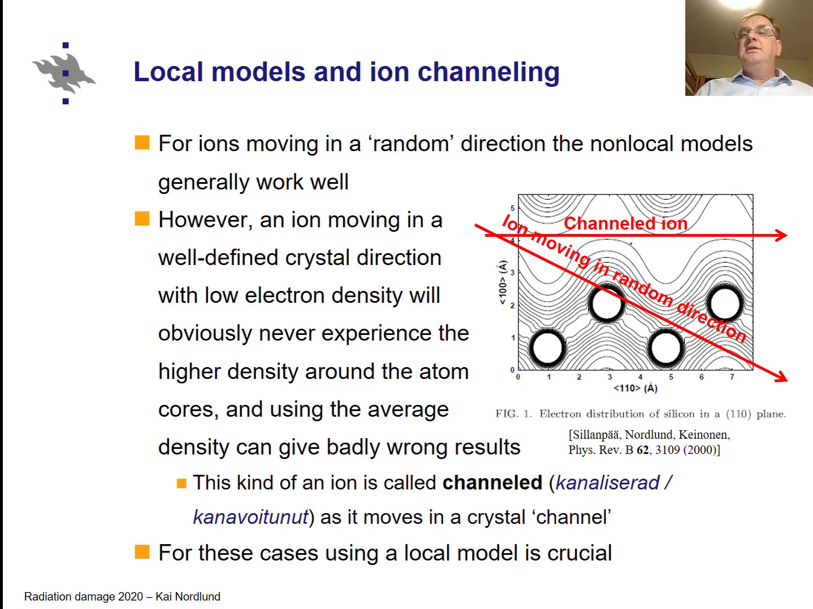Well, this difference becomes particularly important if you happen to move along one of the directions, which is a low index crystal direction, and happen to move far between the ion cores. These kinds of ions are called channeled ions, because you can imagine that they sort of move in a channel between the atomic cores. And if I want to describe the stopping power of channeled ions, then it really is very important to use a local model for the electronic stopping.